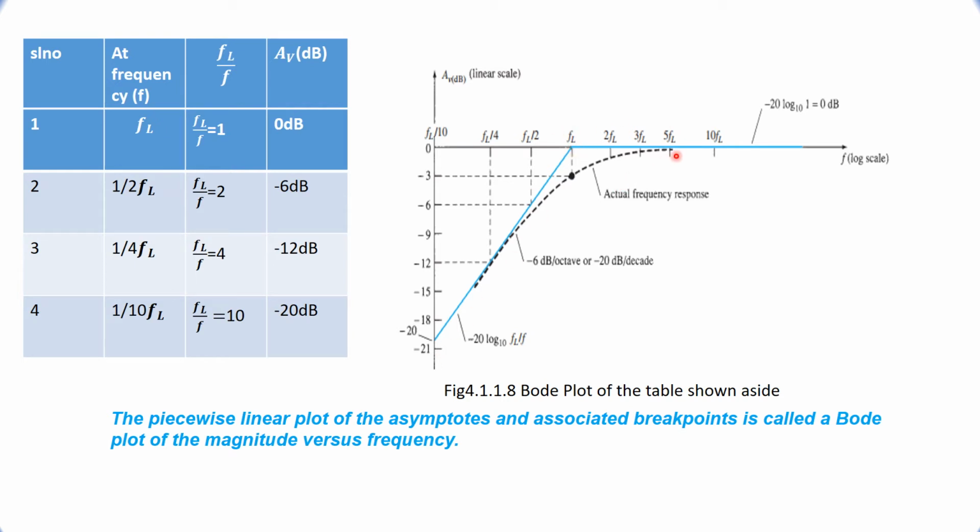If we want to consider an actual graph, which is shown by a dotted line, it has to be minus 3 dB when f is equal to fl under that condition. So this is how we plot our magnitude plot, and the graph on which we are plotting it is called semi-log graph paper, and the plot is represented as a Bode plot.